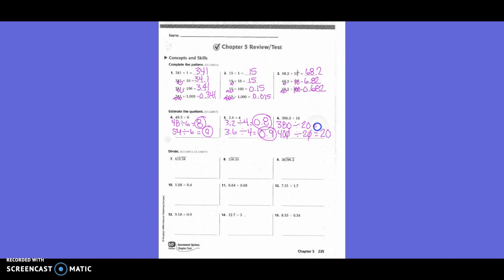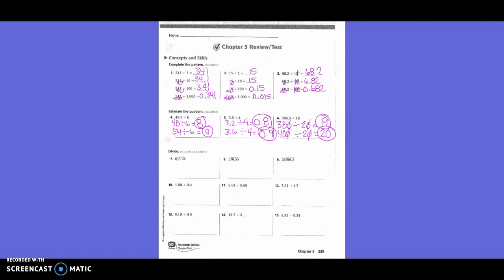Over here, I'm going to get rid of my zeros. And then, since we knew that 2 went into 40 twice, 2 would go into 38 how many times? 19. So my low estimate is 19, my high estimate is 20.